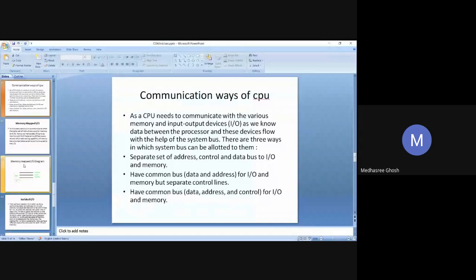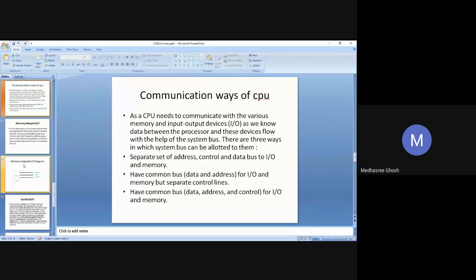See, whenever input output and memory are accessing the data bus, the control bus and the address bus, there are basically two ways. One is having a common set of buses for both memory and input output, and the other is having separate buses for memory and input output. Why is this happening? Whenever we have common buses, we need to wait. When memory is using the buses, IO cannot use the buses right now. When IO is using the bus set, then memory cannot use it.